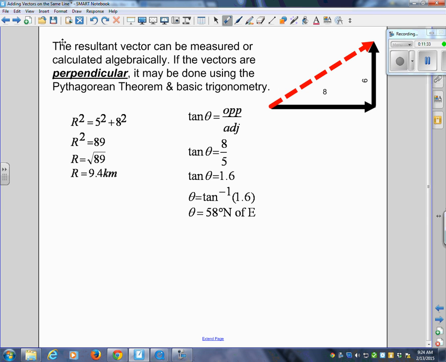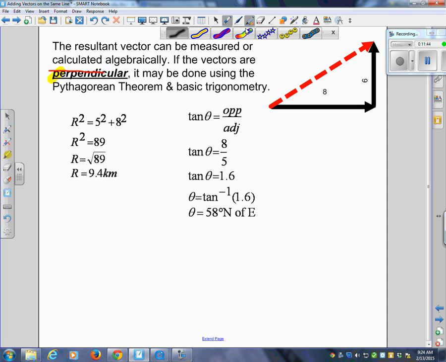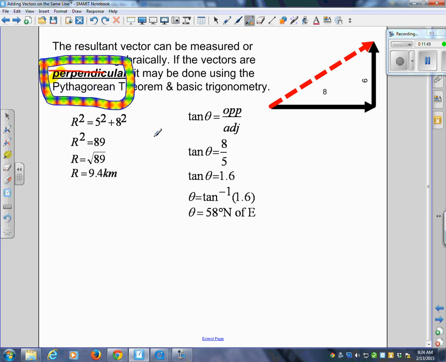Now, I can't stress this enough. Let me get on my highlighter, and I'm going to highlight perpendicular, and then I'm going to put a fancy thing around it like this, because in June I will sit in this very chair and I will say people's names, and I will be so frustrated because you will be adding vectors using Pythagoras that are not perpendicular. You cannot do this. You cannot use Pythagoras for that.